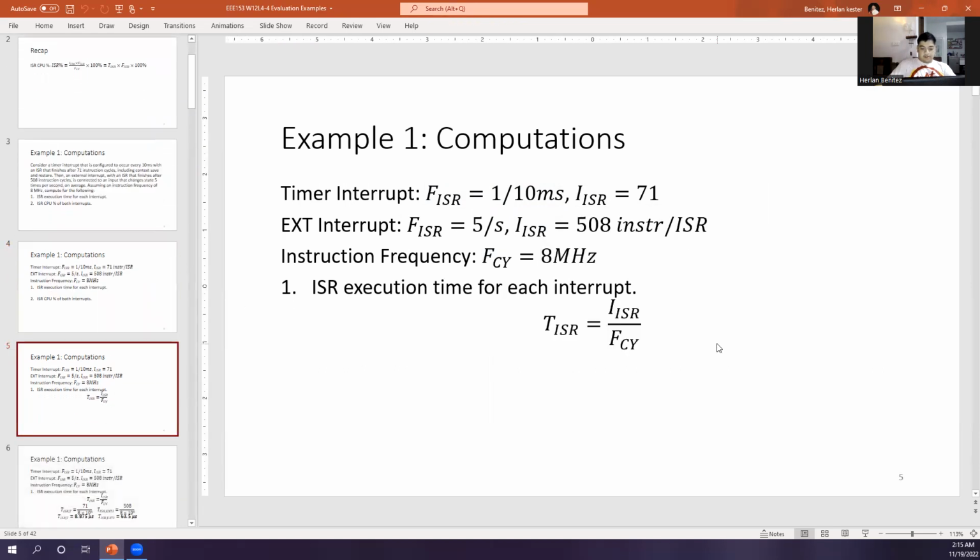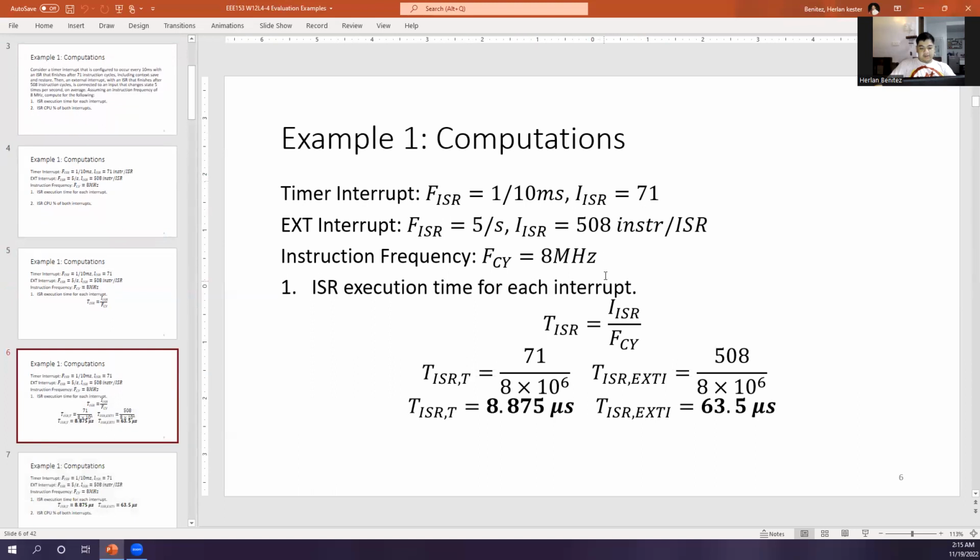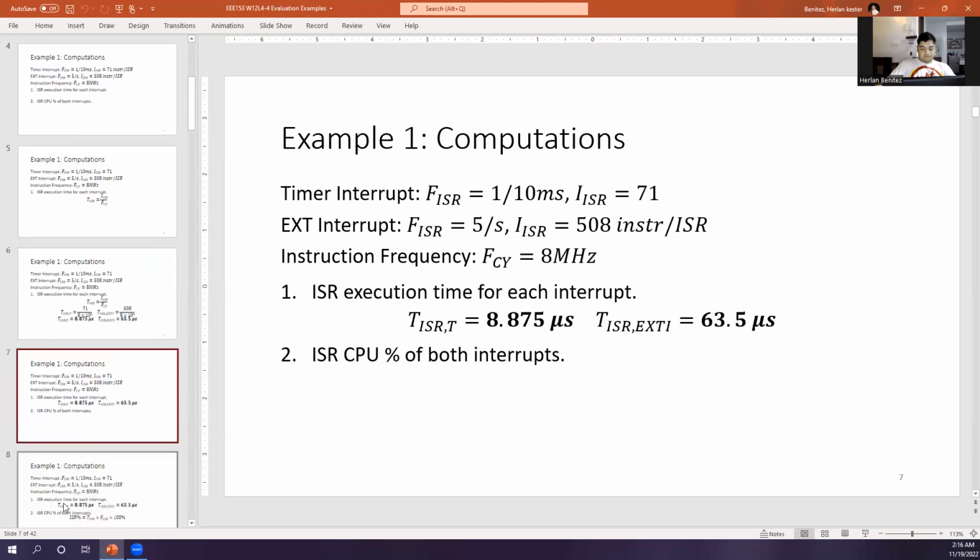So, the execution time for each interrupt is just the number of instructions over our frequency of instructions. For the timer, 71 over 8 meg. For the external interrupt, it's 508 over 8 meg. So 8.875 microseconds for the timer and 63.5 microseconds for the external interrupt.